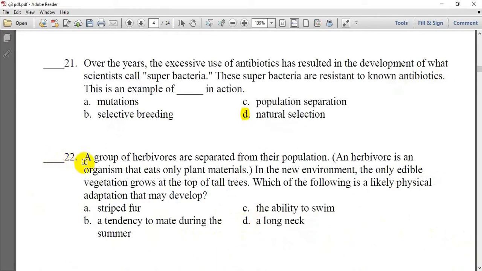Question 22. A group of herbivores are separated from their population. An herbivore is an organism that eats only plant material. In the new environment, the only edible vegetation grows at the top of tall trees. Which of the following is likely a physical adaptation that may develop? If a herbivore eats from trees, what kind of adaptation will it have? Of course, it will have a long neck, like giraffes. They have a long neck because they eat from trees.